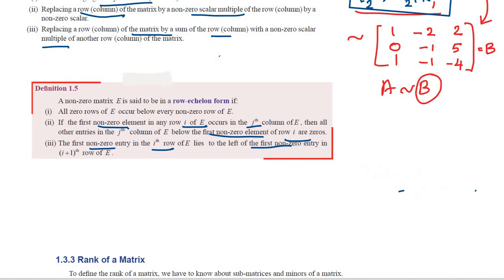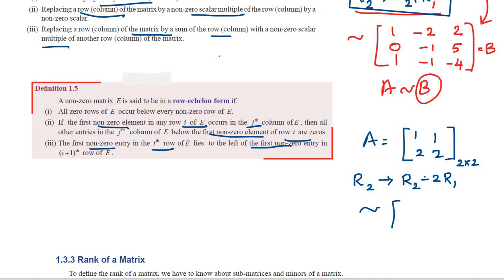So let me give an example to make it clear here. I take a matrix A equal to [1, 1; 2, 2]. Now this is of order 2 by 2. I am going to make the elementary row operation by taking R2 to R2 plus minus 2 times R1. So what is the equivalent matrix we get here? 2 minus 2 into 1. The first row remains as it is. We change the second row, so we get 0 and 0 here.